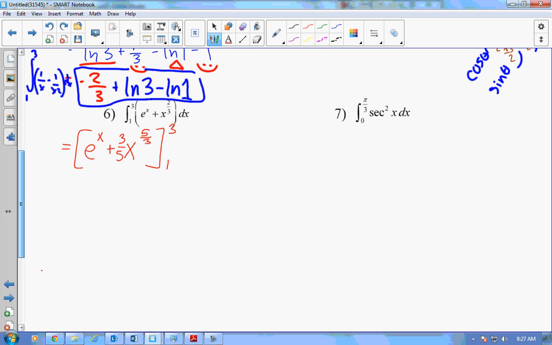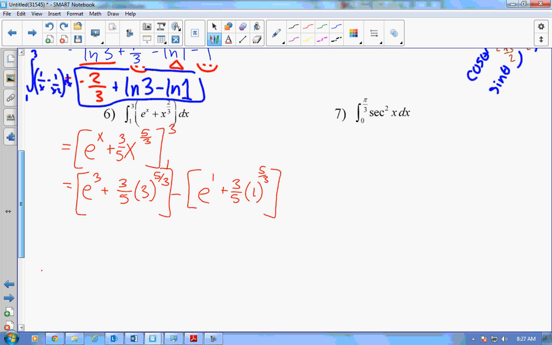Okay, Rebecca, what do I do now? Good. Okay, minus, so I would put all of that first group in parentheses or brackets. I use brackets because there's already parentheses in there so I don't get confused. And then e to the 1 plus 3/5 times 1 to the 5/3.